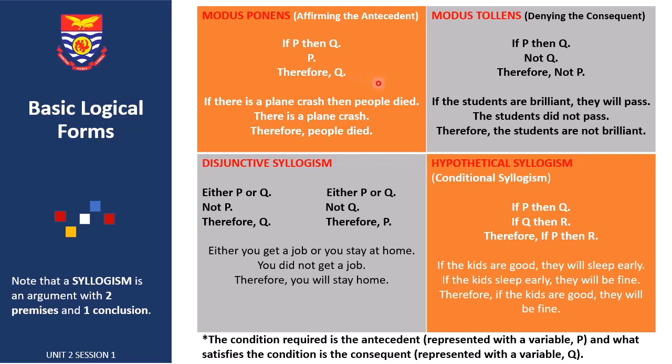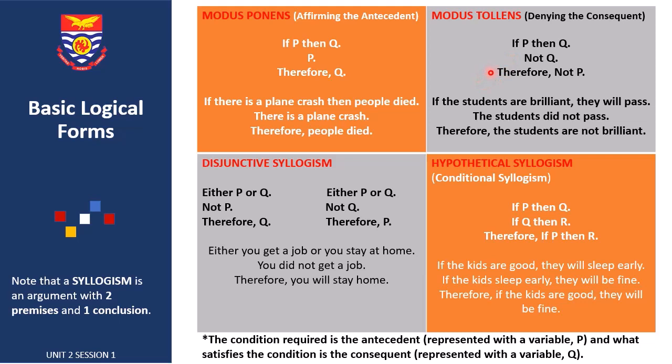Let's look at the second one, which we call modus tollens. What happens with modus tollens? The other name for modus tollens is denying the consequent. And what do we mean by denying the consequent? It says if P, then Q, right? So P is the antecedent and Q is the consequent. If P, then Q. Now it comes to say not Q. At this point, it denies the consequent. Not Q, right?